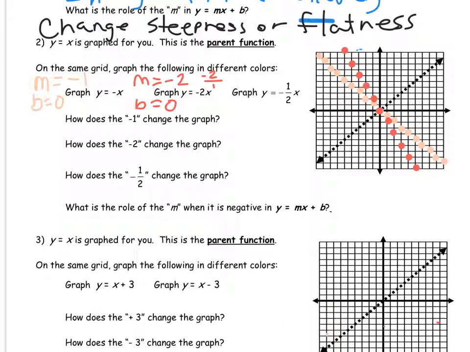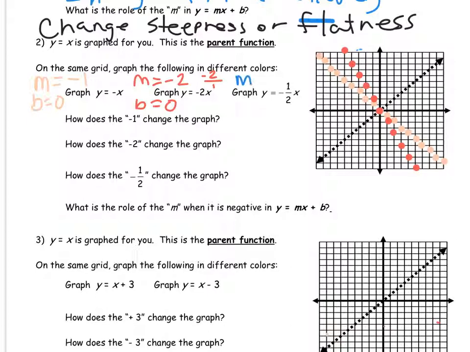Okay, now let's do our very last one. Our last one is giving us a slope of -1/2 x. Now based on what you've already seen in the positives, do you think our -1/2 x is going to be a steeper line or a flatter line? Well, it's getting closer to 0, so let's see what happens.